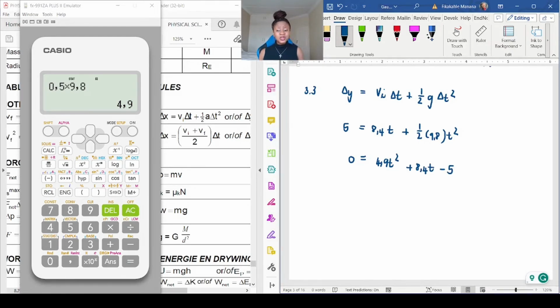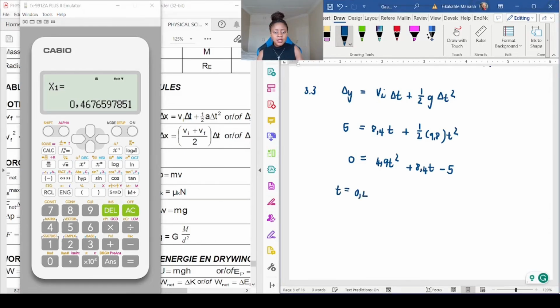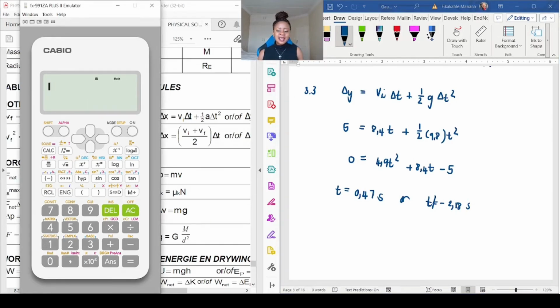Okay, so this is where you use your quadratic formula. Okay, I am going to use my special calculator and see if I can solve for this equation. But yes, you use the quadratic formula. Okay, now I feel bad for not using the quadratic formula because these calculators are really not allowed for you guys because they can solve equations. So 0,47 seconds, or we have a negative, so that cannot be. t is equal to negative 2,18 seconds. No, that can't be. Okay, let's just say I use the quadratic formula.